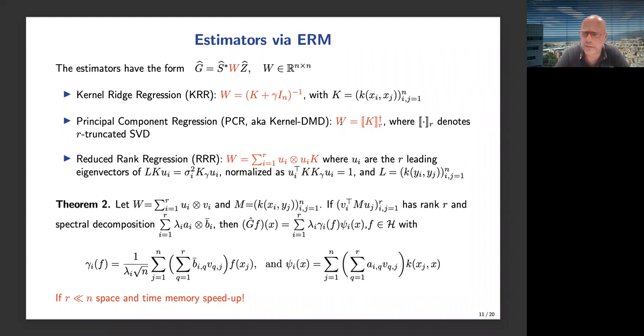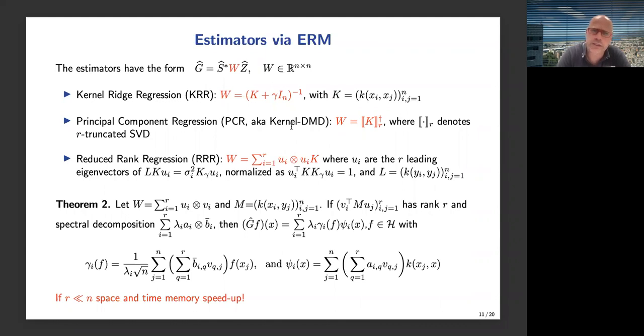We take this matrix W to be the kernel matrix where we set to zero the eigenvalues from R plus one onward. Also interesting to mention, this principal component regression is essentially identical to a very well studied estimator in data-driven dynamical systems, which is called kernel DMD.